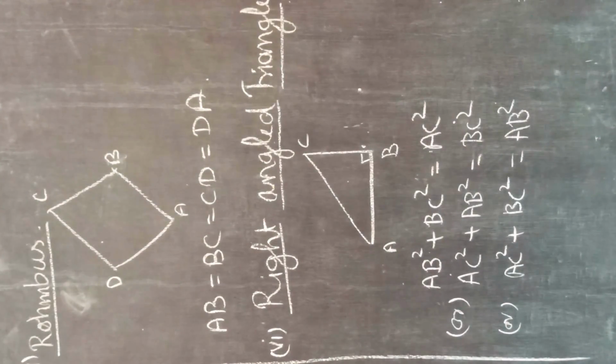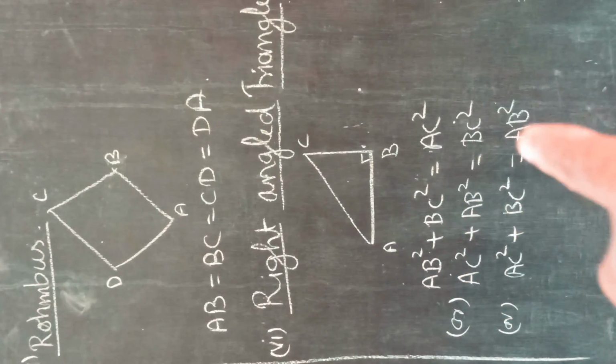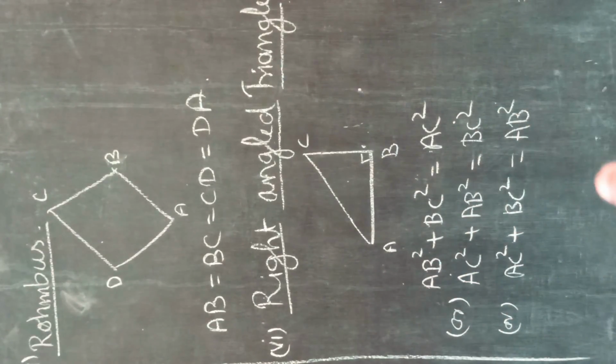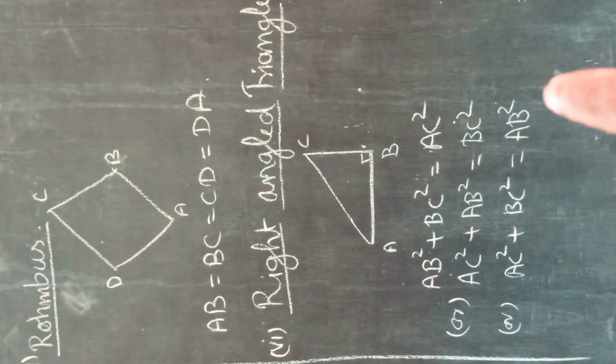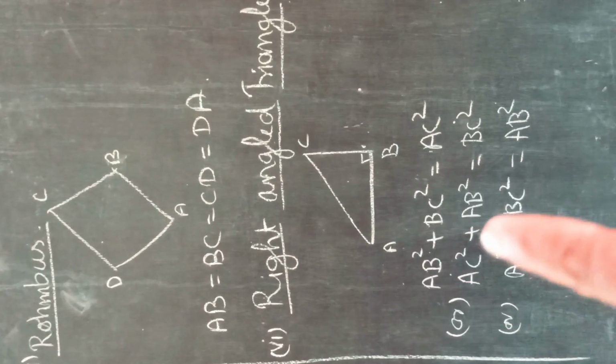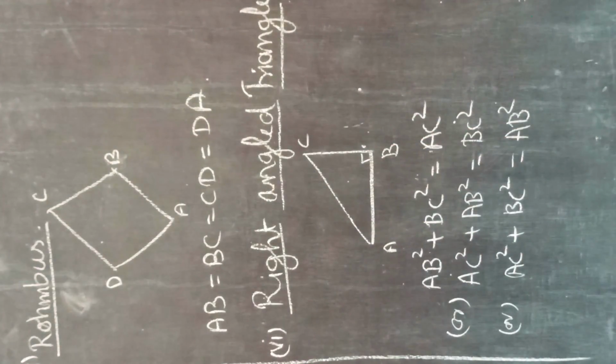Next, we are coming to right angle triangle. In right angle triangle, there can be 3 possible cases. Those are AB square plus BC square is equal to AC square, AC square plus AB square is equal to BC square, AC square plus BC square is equal to AB square. So any possible case according to the question is possible. It need not be that angle B will always be 90. It can be A, it can be C. So according to that, we write the formula.